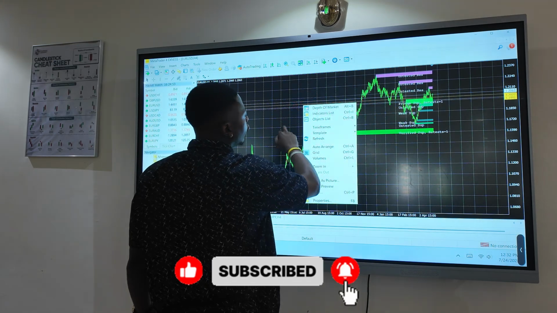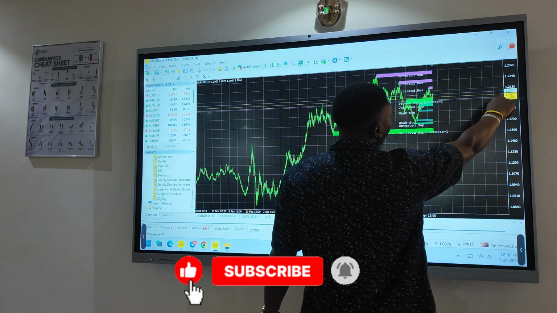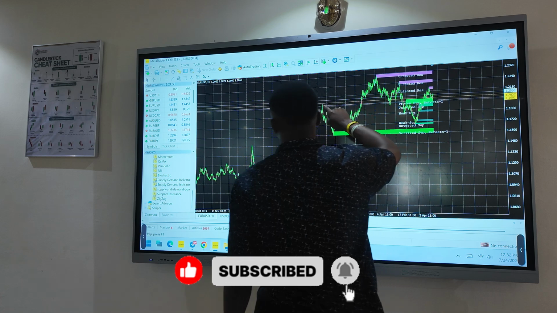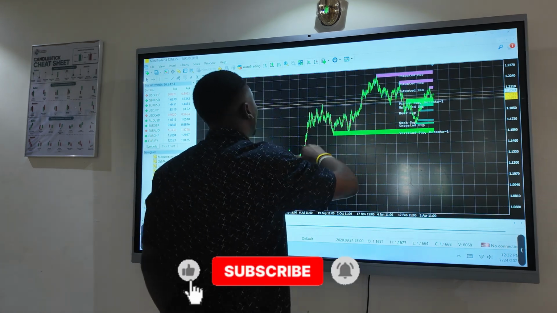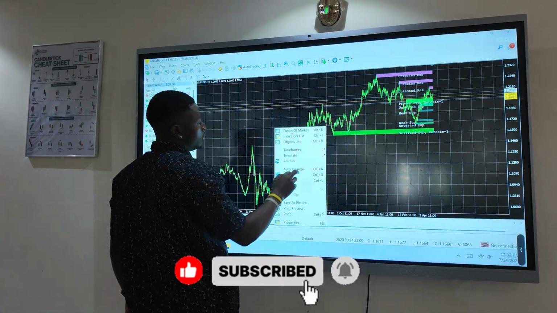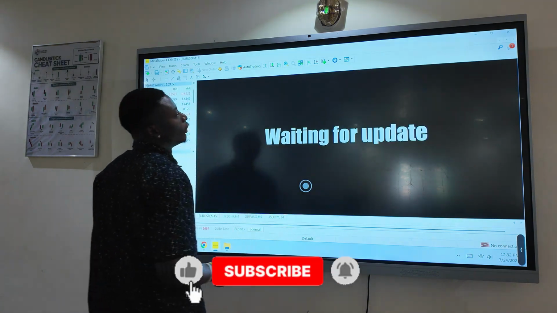We have a key level here. This level right here, right? This is a level that's marked by the indicator. Now let me go to the 15-minute time frame where we're looking to get our entries.